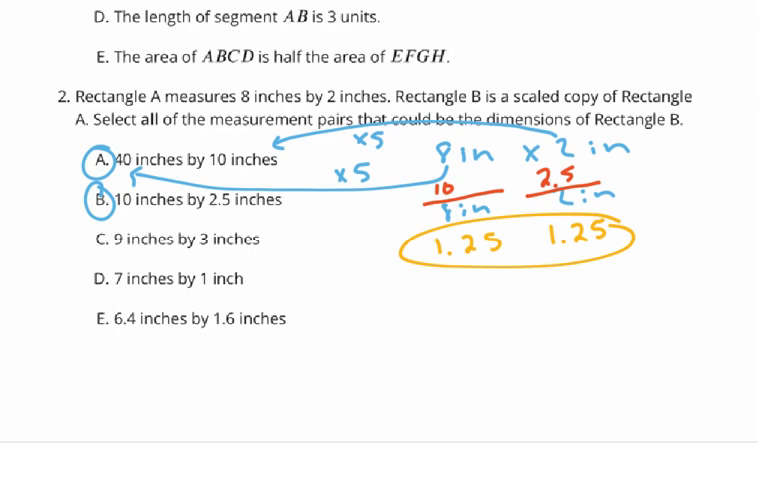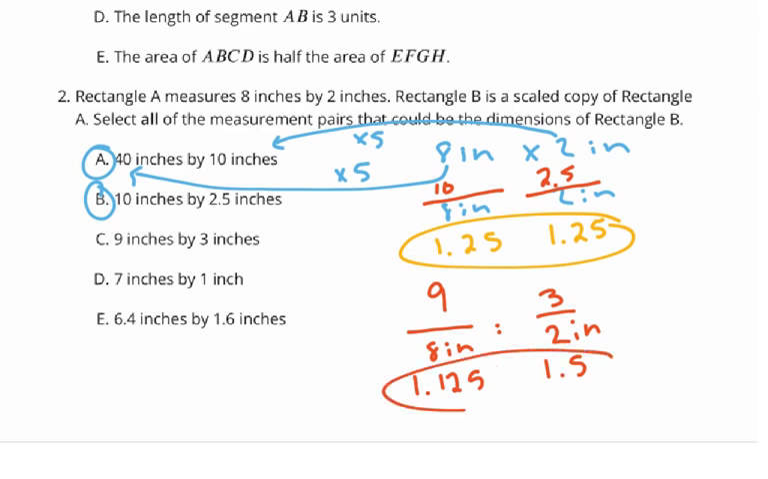So I'm going to need to take my new drawing and have 9 inches, and I want to see if that will give me the same thing when I do 9 divided by 8 versus 3 divided by 2. So remember, the 8 and the 2 are just coming from the original problem, and the 9 and 3 are coming from the answer choices. So when I do 9 divided by 8 in my calculator, I get 1.125, and when I do 3 divided by 2, I get 1.5. Since these are not the same answer, C is not an answer choice.